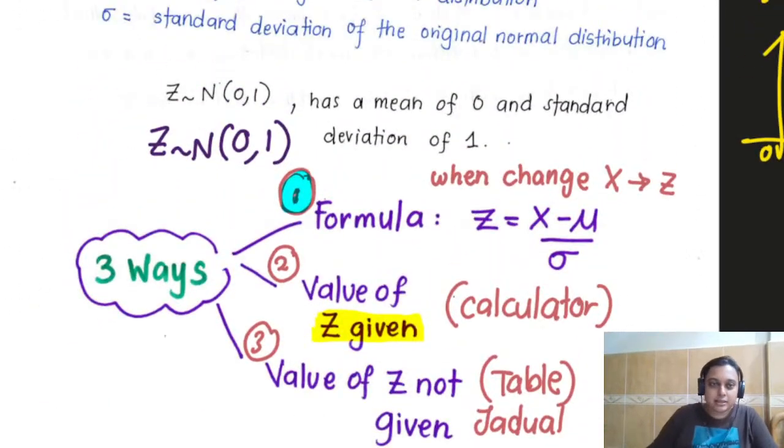Okay, this one done. Yang nombor 1 ni sudah. Okay, sekarang teacher akan pergi kepada the second one. Value of Z diberi. So if Z diberi, we must use calculator. Get ready with your calculator.